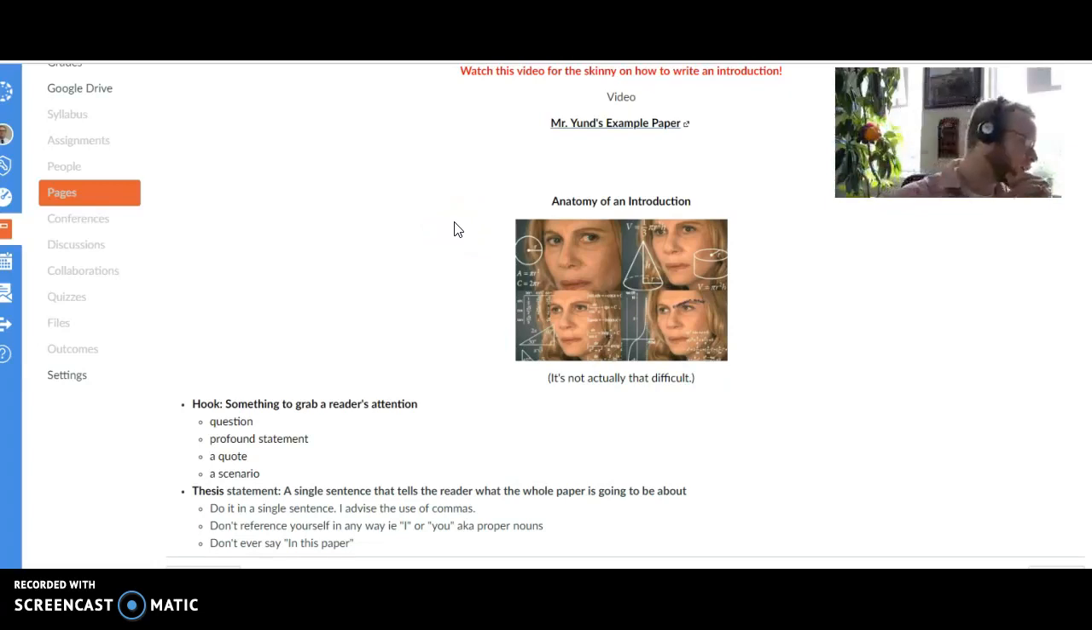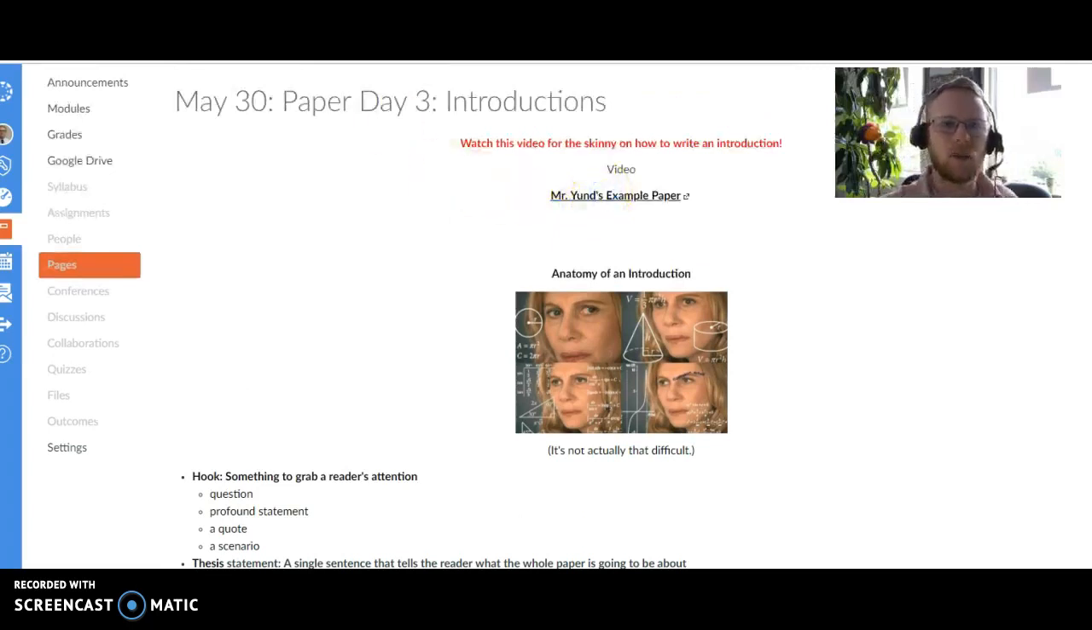Now, in the thesis statement, because your paper is going to have three body paragraphs, because remember, it's going to be the intro, three body paragraphs, and a conclusion. We'll do conclusions another day. Your thesis statement will probably have three parts to it. So you'll say, well, we'll do an example. Let's head over to my example.